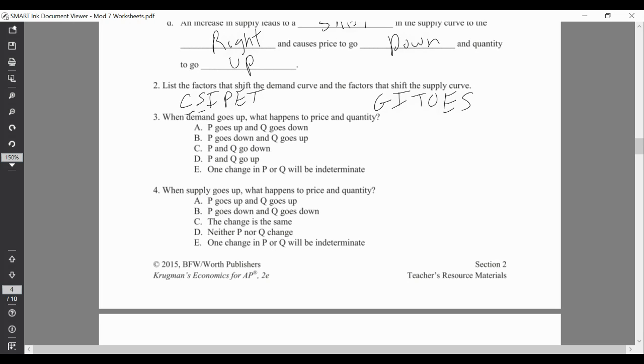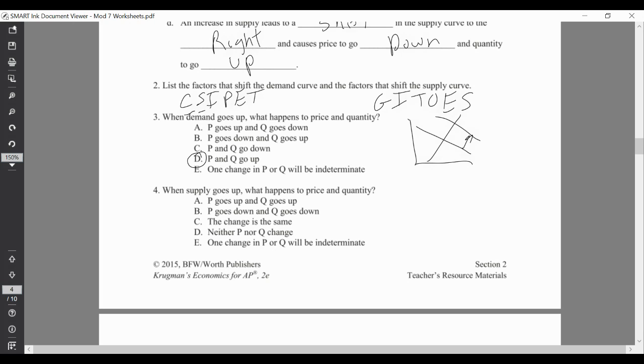So when demand goes up, what happens to price and quantity? So when demand increases, what do we get? We get D here, price and quantity go up.